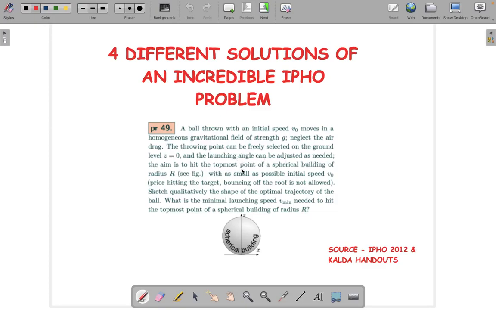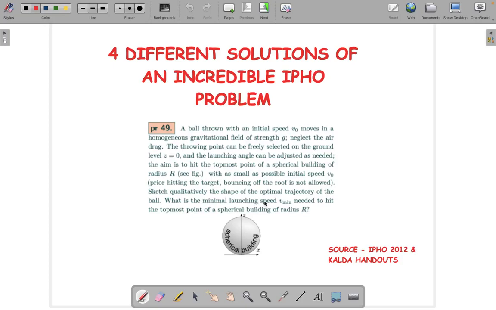The aim is to hit the topmost point of the spherical building, of radius r, with the smallest possible initial speed v naught. Prior to hitting the target, bouncing off the roof is not allowed. Sketch the qualitative shape of the optimal trajectory of the ball.